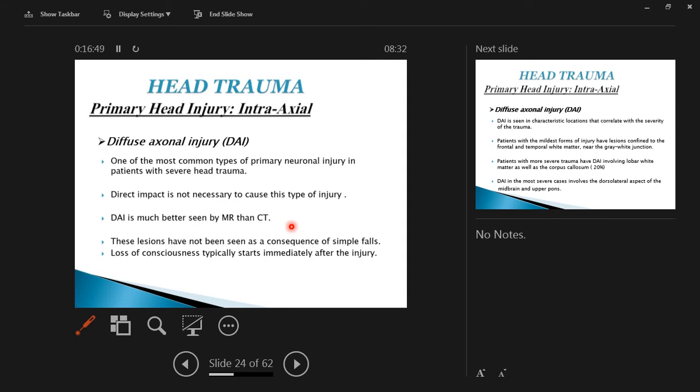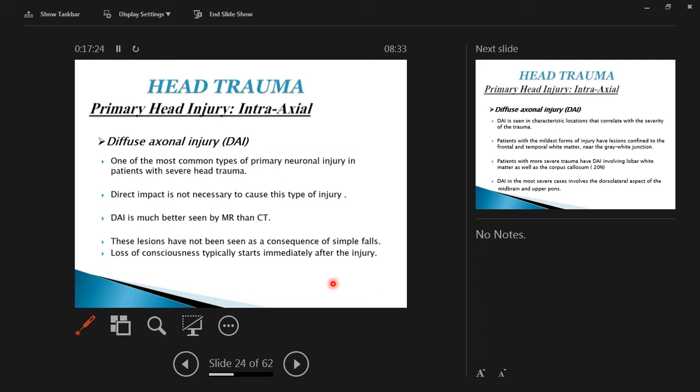Now we have completed the extra-axial injuries, which are the epidural, subdural, subarachnoid, and intraventricular. Now to the intra-axial, starting with diffuse axonal injury. It's one of the most common types of primary neural injury in those with severe head trauma. Direct impact is not necessary to cause this type of injury. What we mean is direct impact at the site where the injury may develop. And it's much better appreciated by MRI than CT.